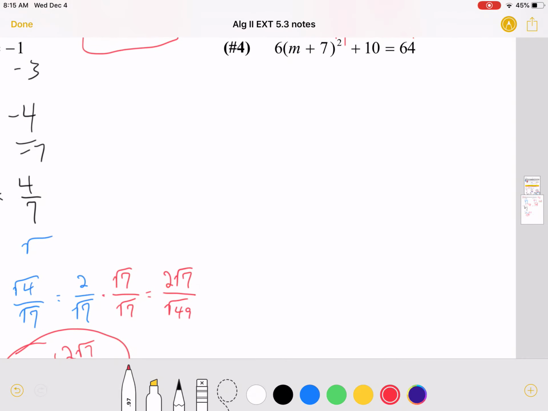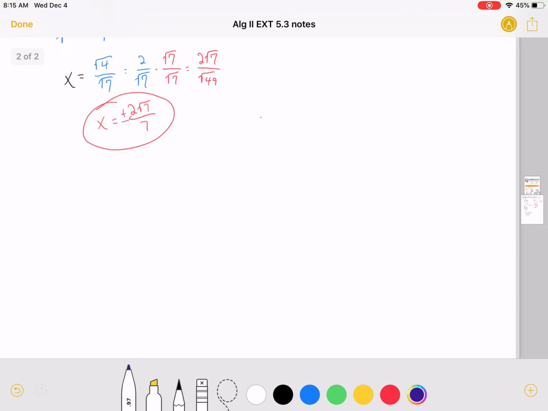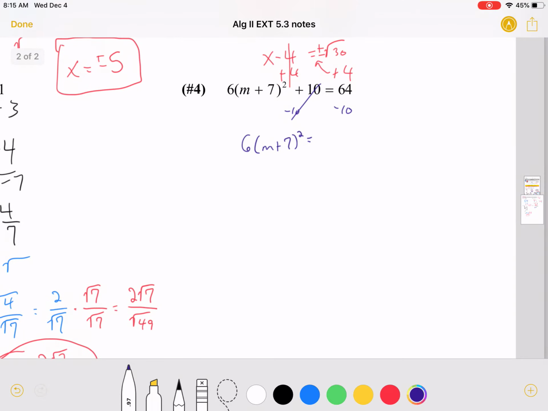Okay, last one. Again, solving by using radicals, we need to get the variable, in this case m, by itself. First step, minus 10. 6 times parentheses m plus 7 squared equals 54. Next step, divide by 6, cancel. M plus 7, parentheses squared, equals 54 divided by 6 is 9.